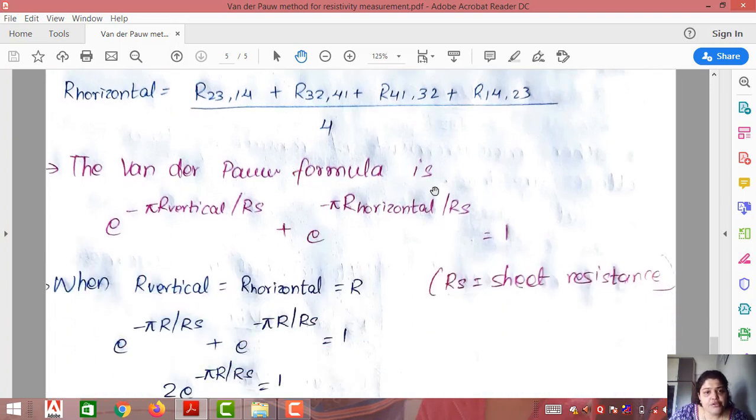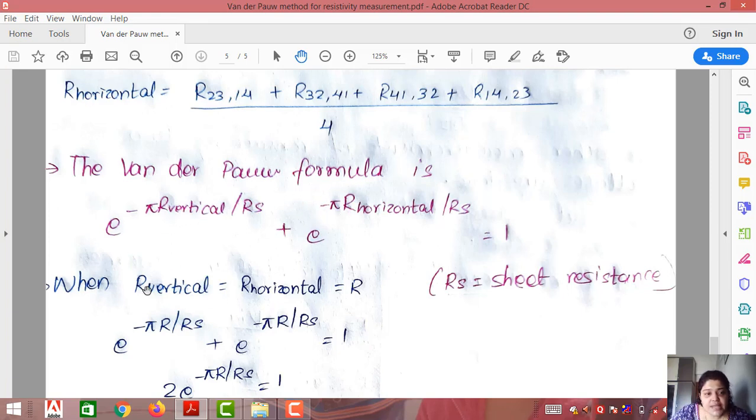Then you need to remember the van der Pauw formula. So the van der Pauw formula becomes e raised to minus pi R vertical upon Rs plus e raised to minus pi R horizontal upon Rs should be equal to 1. What is this Rs? This is the sheet resistance which we are going to measure. Now you know that the value of R vertical and the value of R horizontal will be actually the same because it is the same material and the same current source and voltmeters. So practically you should be getting the same values.